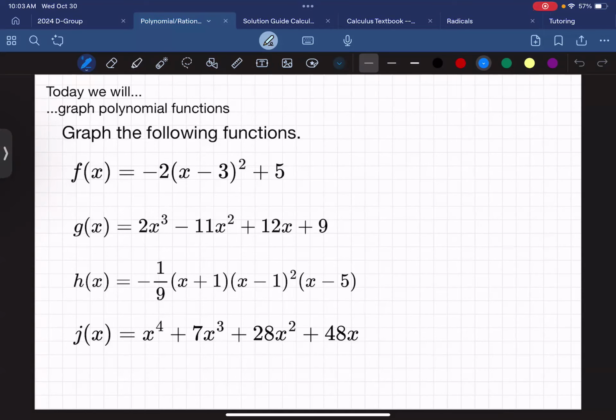You should be able to know whether or not the function has a reflection. Polynomials are things that we need to have in place.